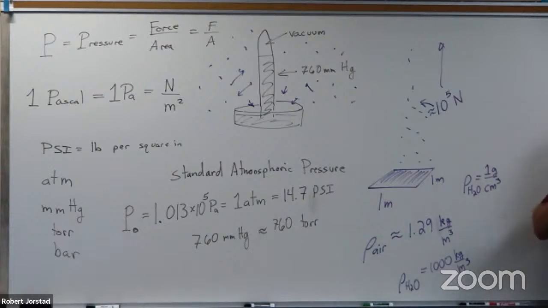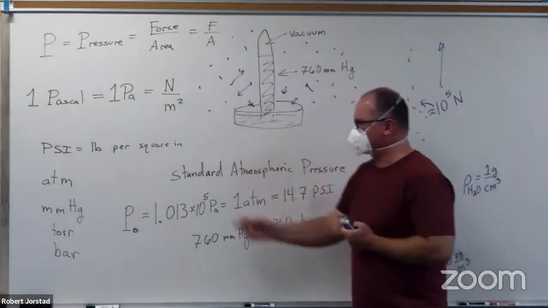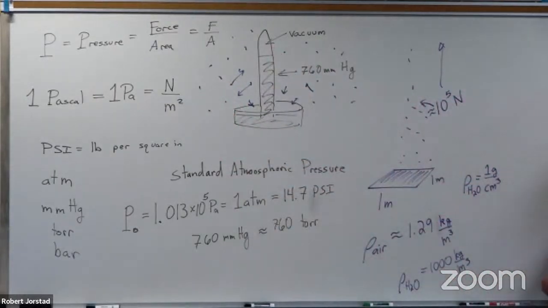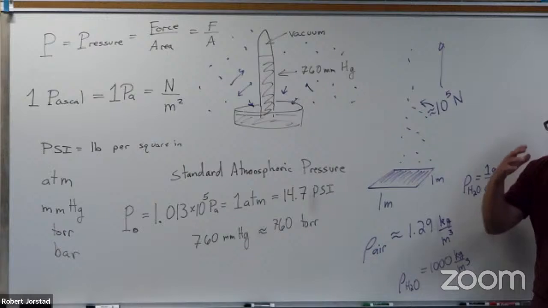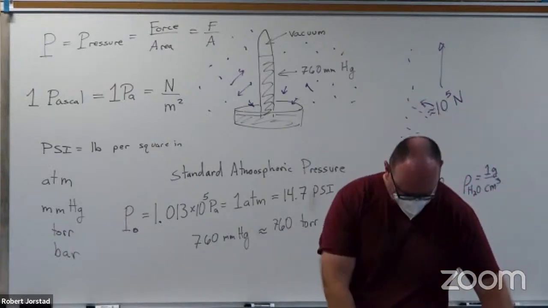So look at this and we see the beginnings of what we're going to have to deal with. We need to talk about force, area, pressure, density. All of these concepts are going to relate, and there's a big mess of units. So I cannot stress this enough. Pay attention to your units in this section of the book. Cool? All right, what else we got?